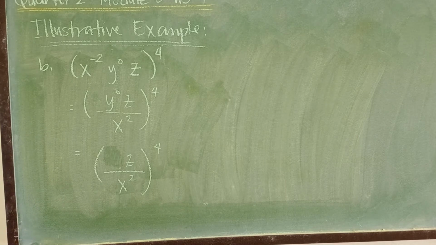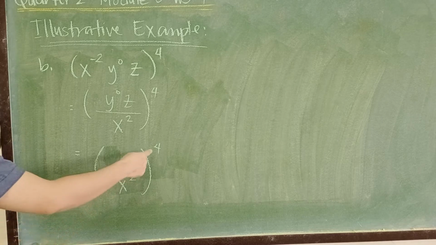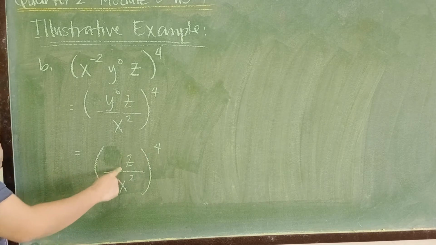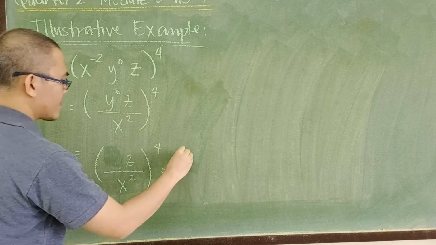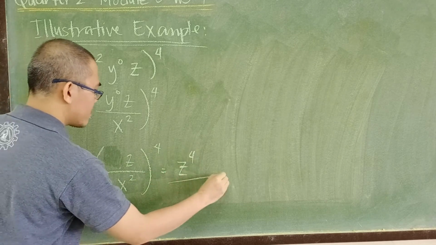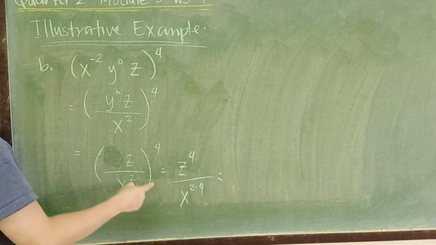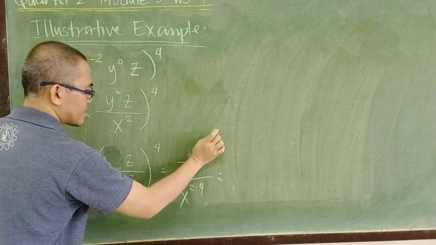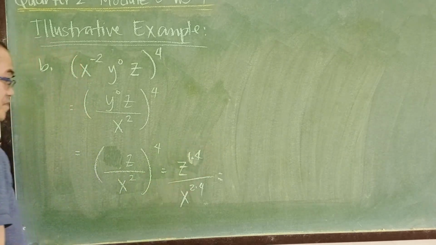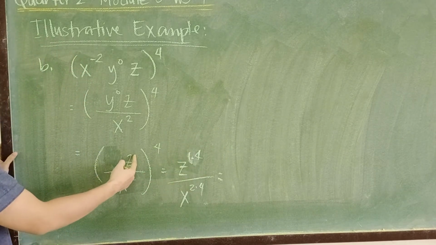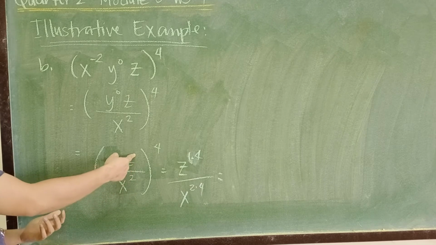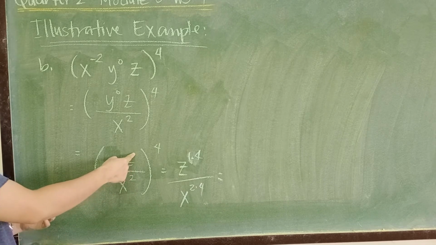So next, power of power dito sa fraction natin, sa quotient. So, yung 4 i-distribute ko sa z at saka dito sa x squared. So magiging z raised to 4 and then x raised to 2 times 4. So actually this is 1 times 4. Kasi meron kang exponent na 1 doon na hindi na natin nalalagay tulad ng sabi ko dati. Yung exponent na 1, ino-omit na natin.